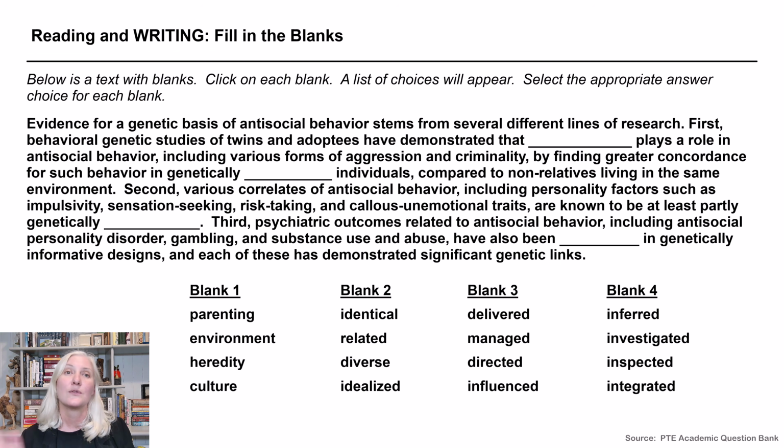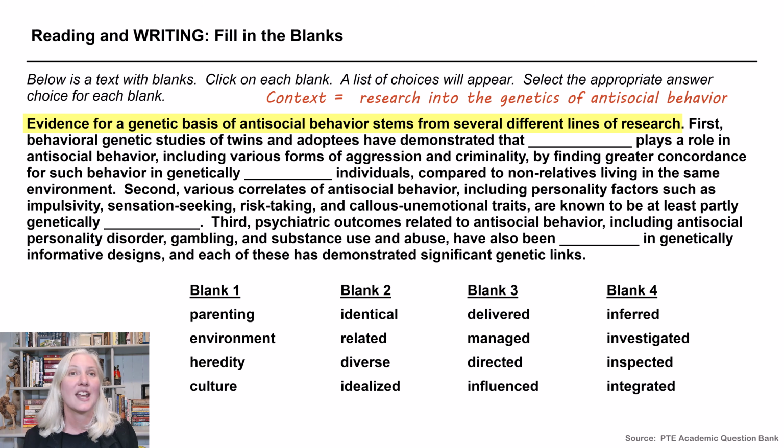Okay? So now let's go back and look at an official PTE example question from the PTE offline practice test and do step 1, context. So the first sentence is, evidence for a genetic basis of antisocial behavior stems from several different lines of research. Wow! So we can see that the context is about research into the genetics of antisocial behavior. Now, why is context so important? Well, reading and writing fill-in-the-blanks questions usually want you to choose an answer based on meaning in context.